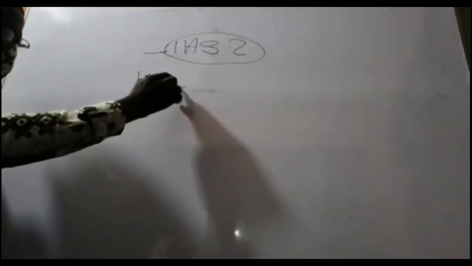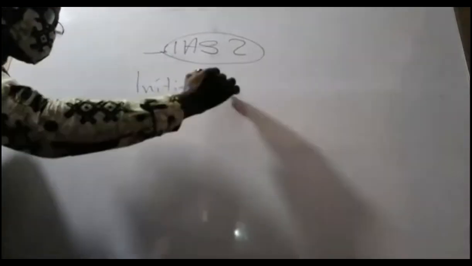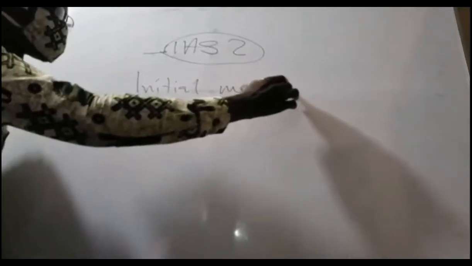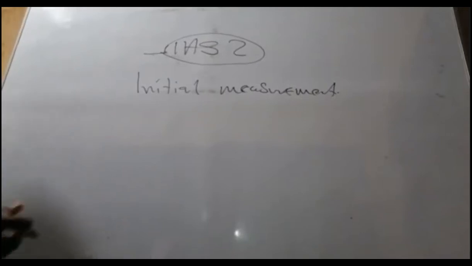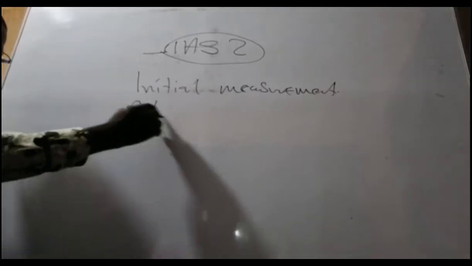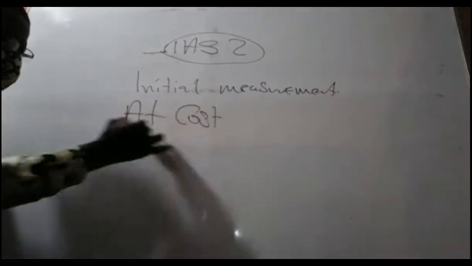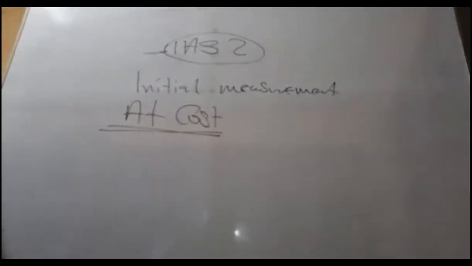IAS 2 inventory. We said that we have the initial measurement of inventory. And we said that initially inventory must be measured at what? At cost. So initially it must be measured at cost, and we look at the composition of cost. Good. So that's the initial measurement.